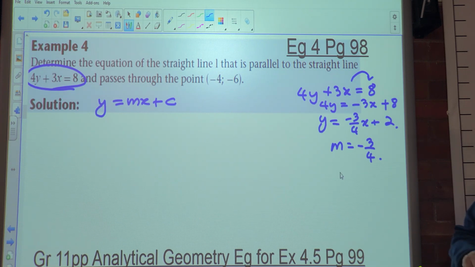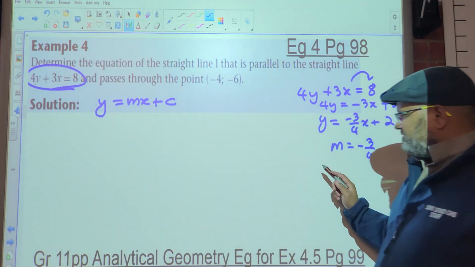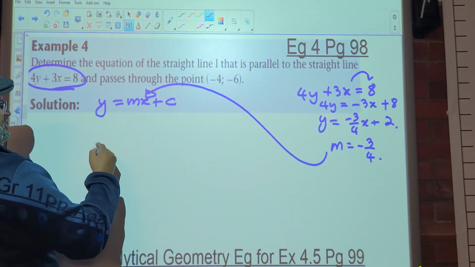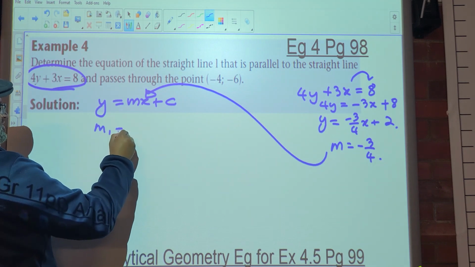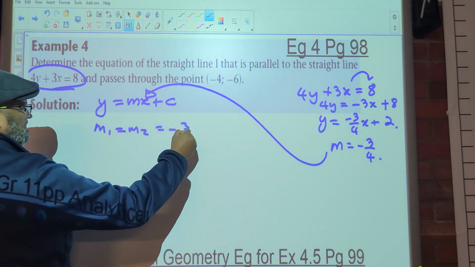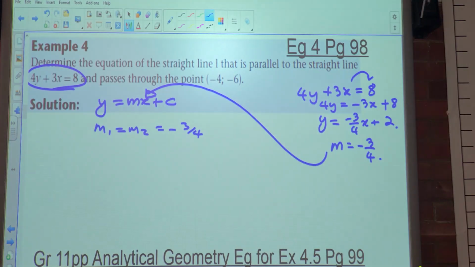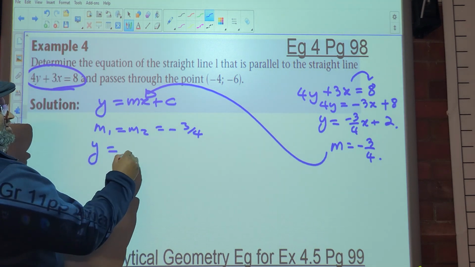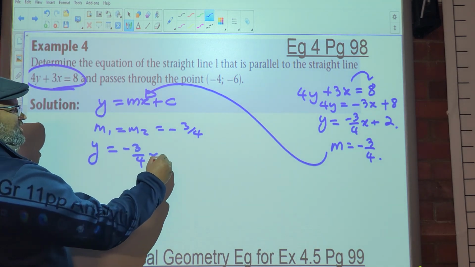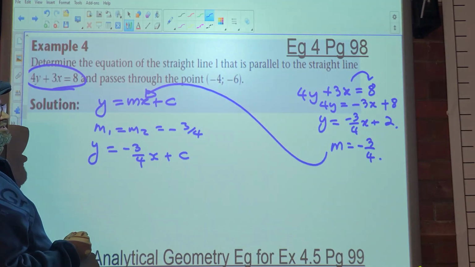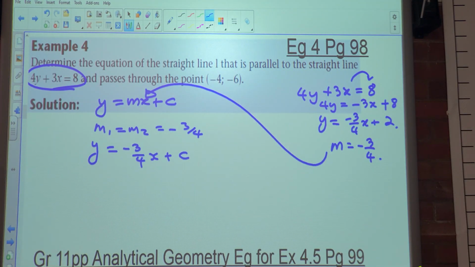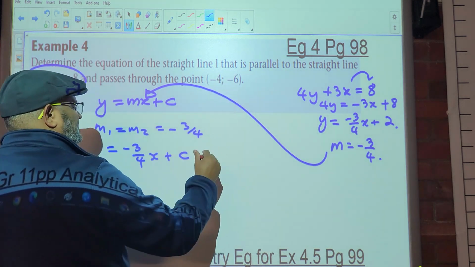Okay? Am I moving too fast? No. Okay. So let's put that in here. You can say if you like, gradient 1 is equal to gradient 2, which is equal to -3/4. That's if you want to. You don't have to say that. So what's my equation reading now? y = -3/4 x + c. Now we're going to substitute a point that's lying on this line, which is (-4, -6).